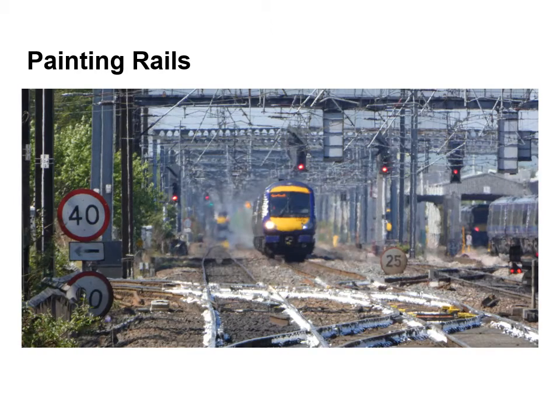Here you can see a junction just outside Haymarket Station, where the rails, approaching quite a complex junction, have been painted white to mitigate against thermal expansion.